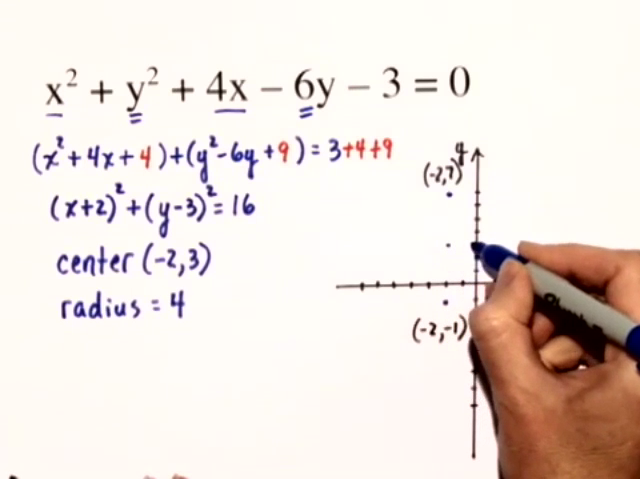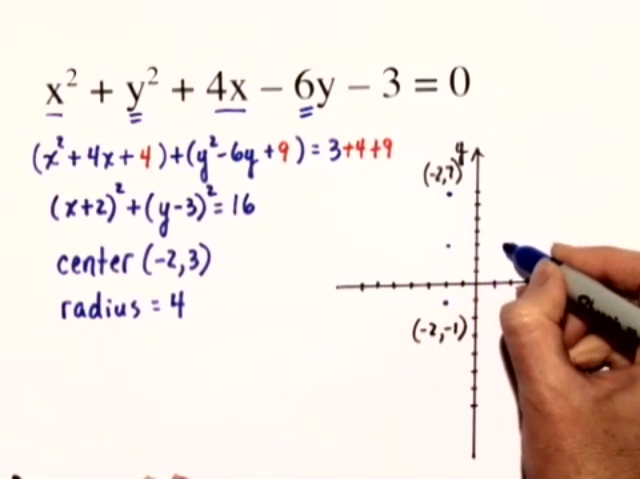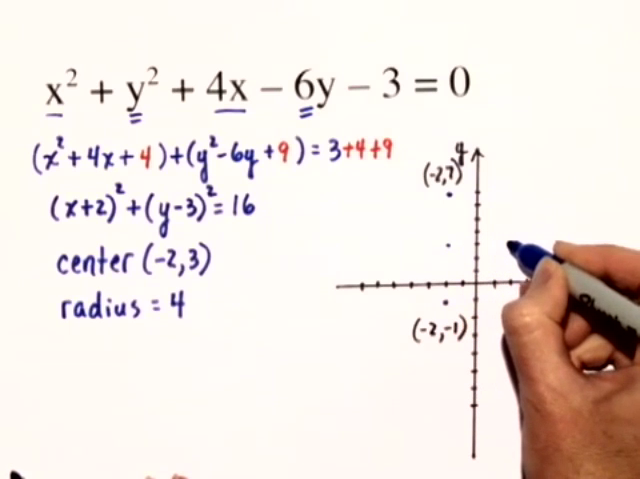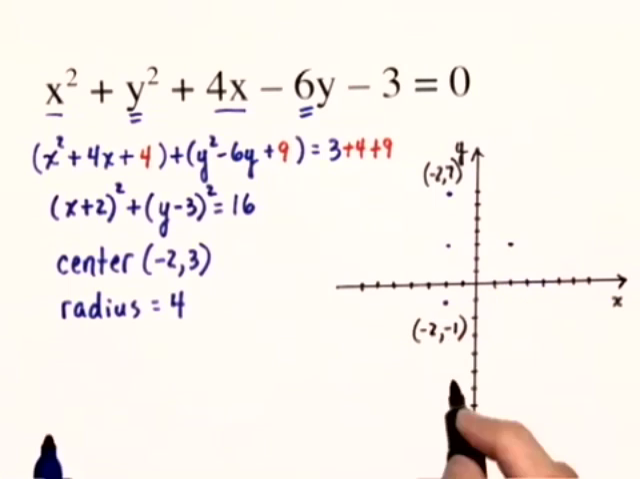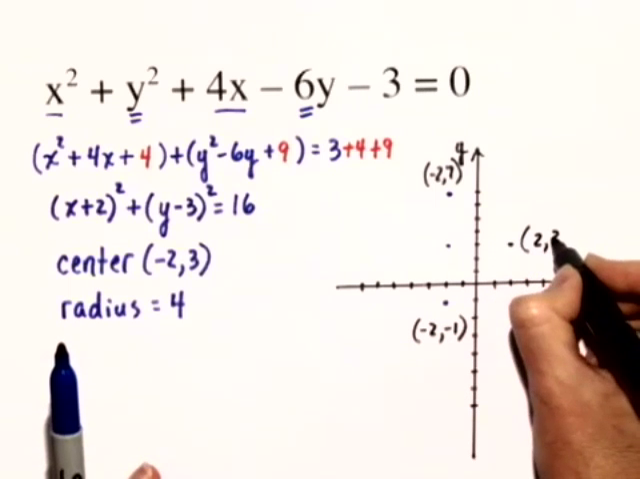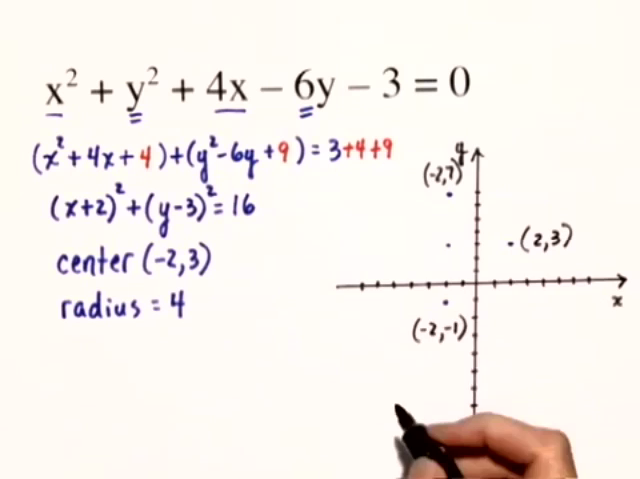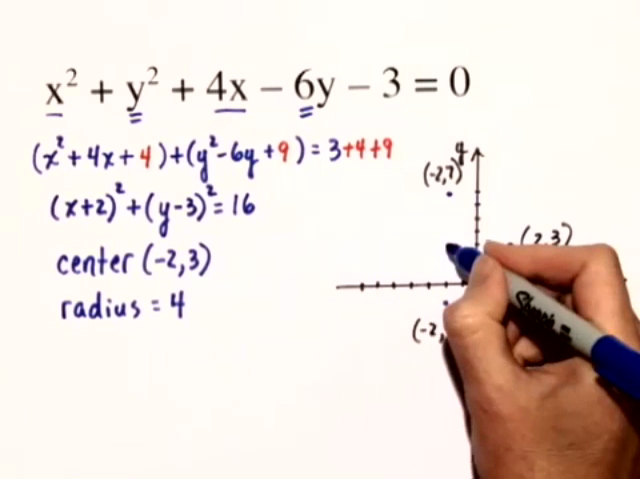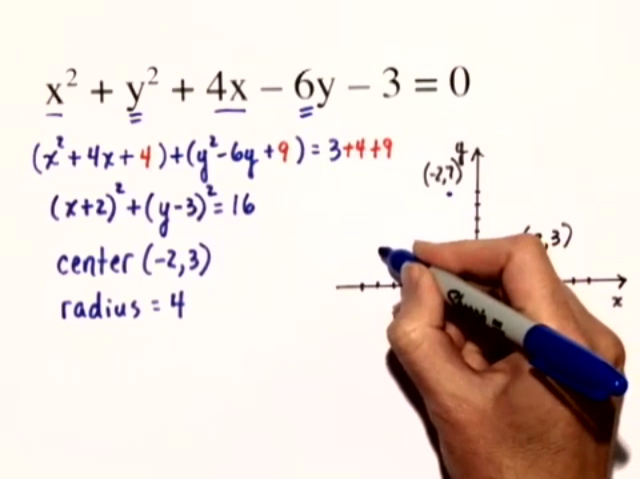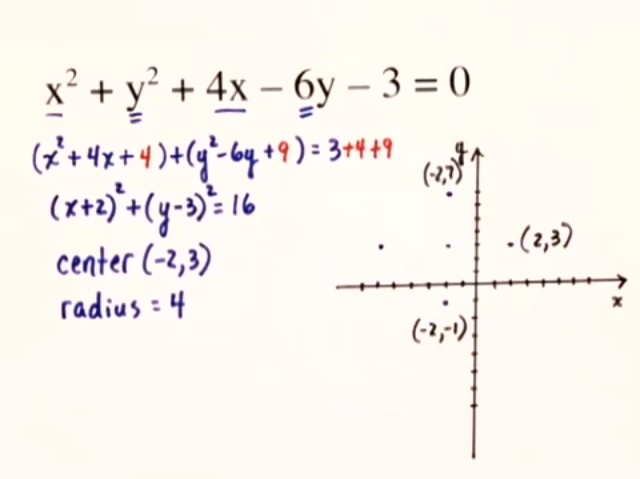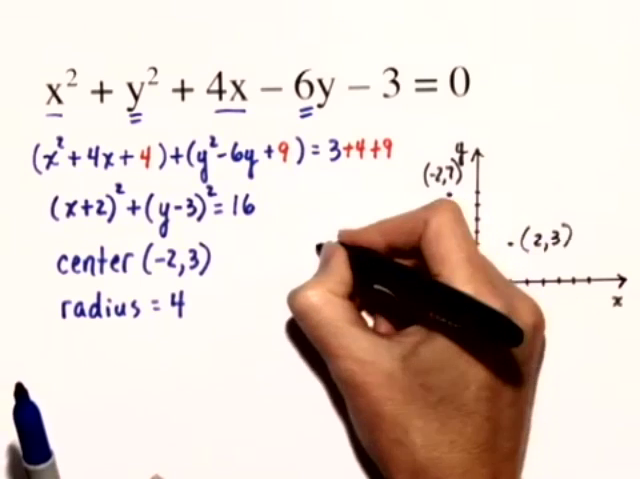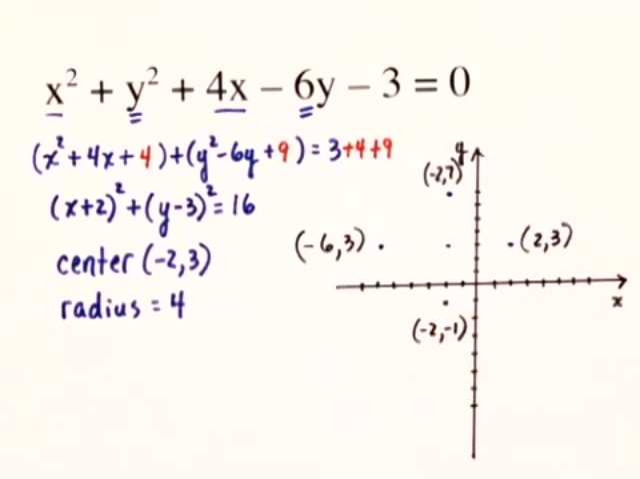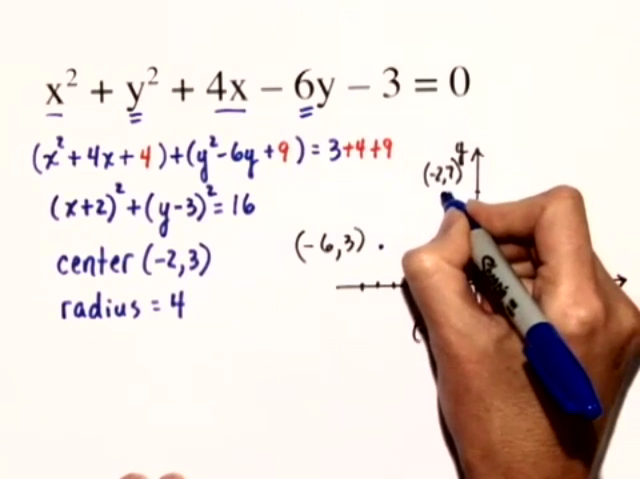From this center, I'm also going to go to the right 4. So -2, 3. When I move 4 to the right, I'll be at +2, 3. And when I move 4 to the left, 1, 2, 3, 4, I'll be at, it looks like -6, 3. Let me go ahead and graph that circle.